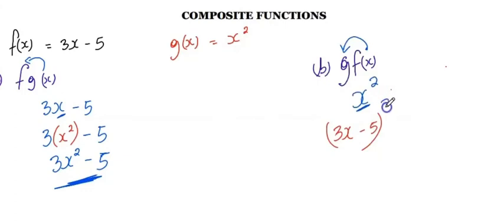When I go ahead and continue working, 3x times 3x would give me 9x squared. Negative 5 times negative 5 would give me positive 25. When I look at this, I look to see if I can work any further. They are not like terms. So my final answer would be 9x squared plus 25. So this would be my answer.